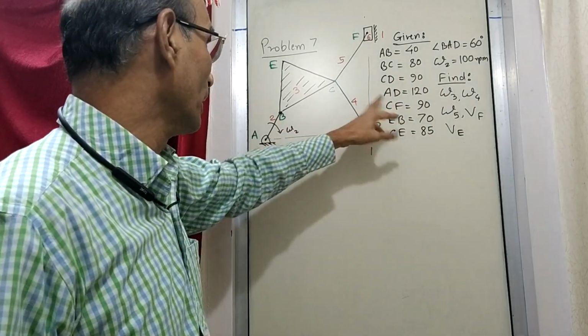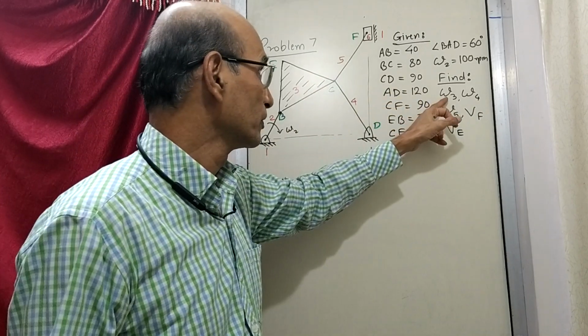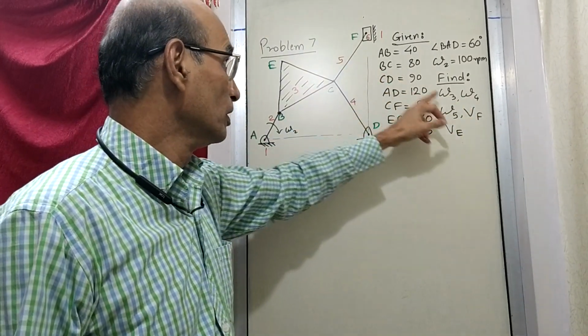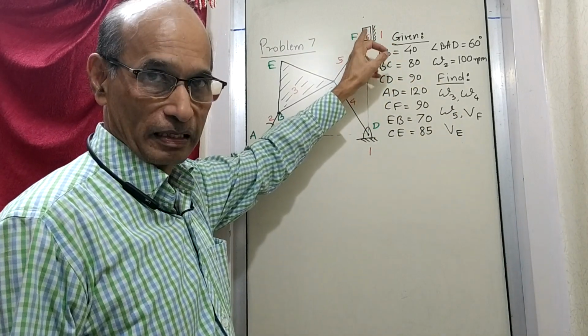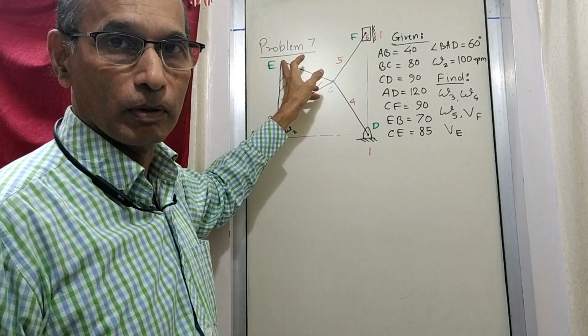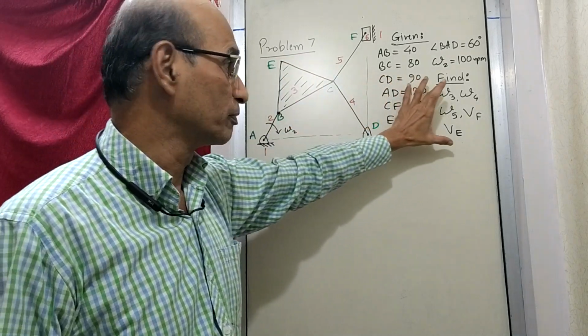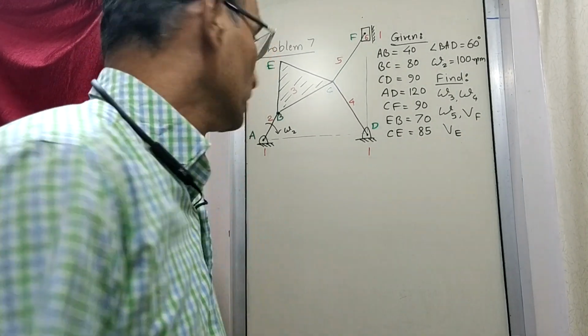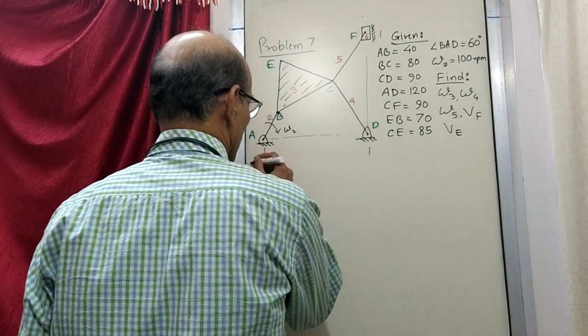And then we are asked to find out the angular velocity of link 3, angular velocity of link 4, angular velocity of link 5, linear velocity of point F, that is the slider velocity, and then the velocity of some point on link number 3, that is E. So these are the different things that are asked, and we are going to solve it by the velocity instantaneous center method.